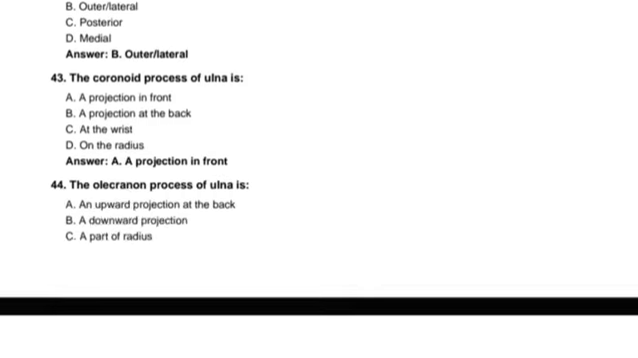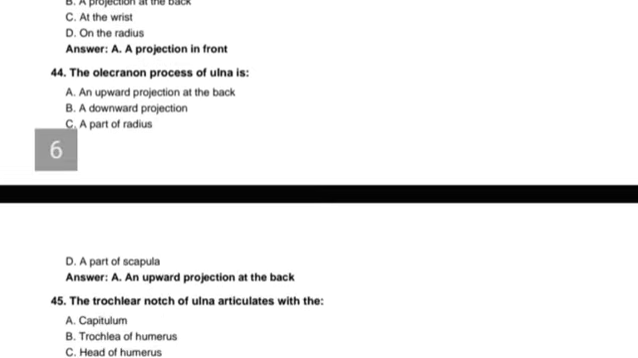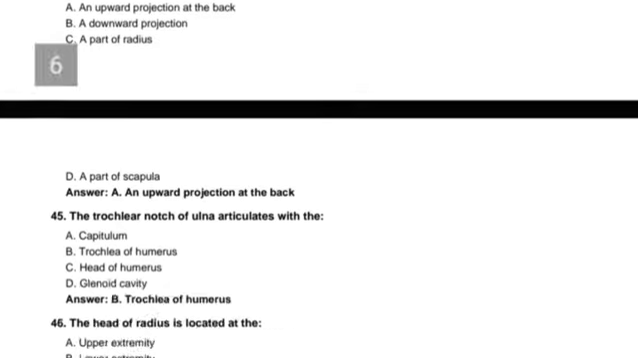Question number 43. The coronoid process of ulna is option A. A projection in front, option B. A projection at the back, option C. At the wrist, option D. On the radius. The right answer is option A. A projection in front. Question number 44. The olecranon process of ulna is option A. An upward projection at the back, option B. A downward projection, option C. A part of radius, option D. A part of scapula. The right answer is option A. An upward projection at the back.